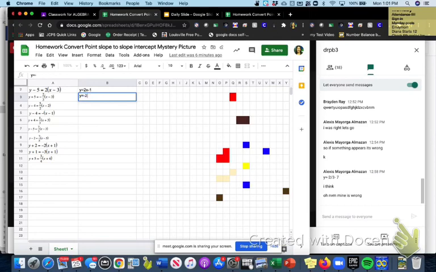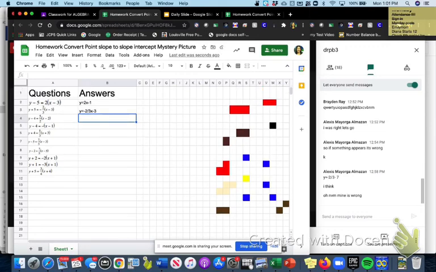Minus 2/3 x, and then minus 3, and then look. When I hit enter, more of the picture appeared, so that is how you know you're doing it right.